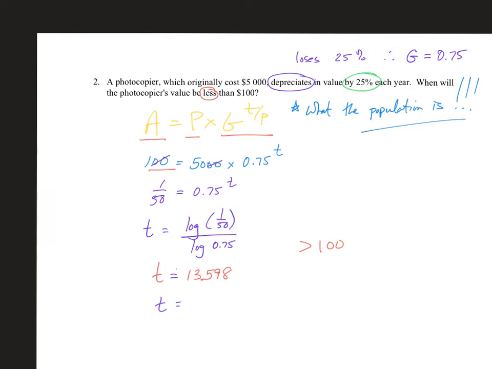But in rounding to 2 decimal places, I'm actually going to round to 1, and therefore, if I round it to 13.6 years, I will have gotten below the $100 value.